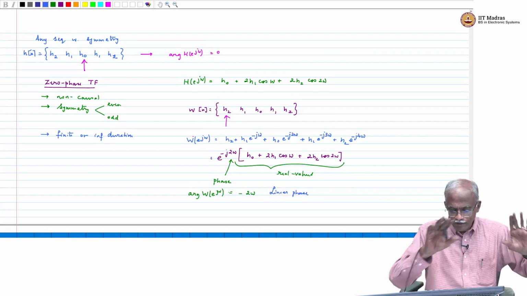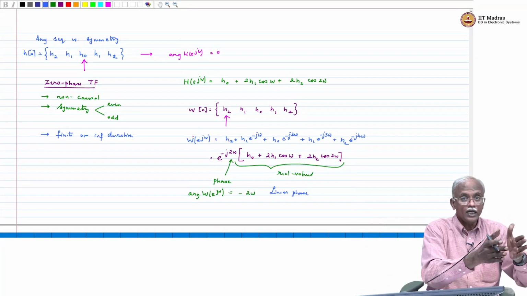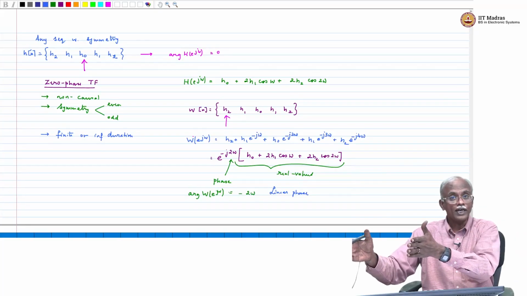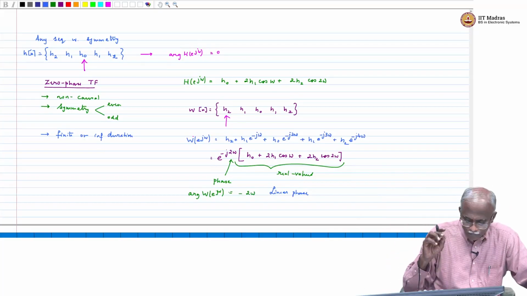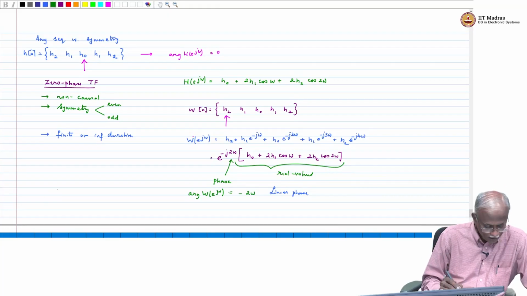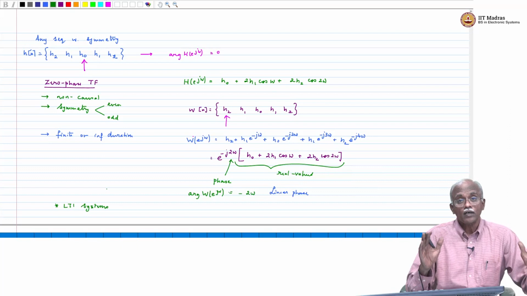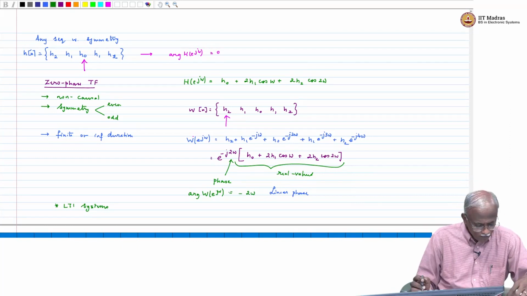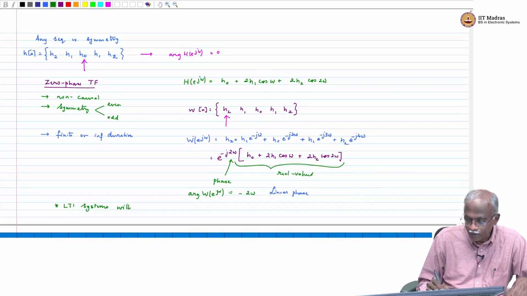Okay. So, if I have an even symmetry, then I will get zero phase. If I shift it in terms of time, then what I get is linear phase. So this is a very, very important aspect because non-causal systems are not realizable. So LTI systems with zero phase are not realizable because they will require you to have non-causal behavior. However, LTI systems with linear phase are definitely realizable.